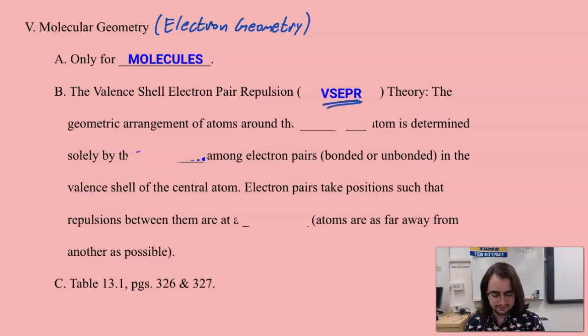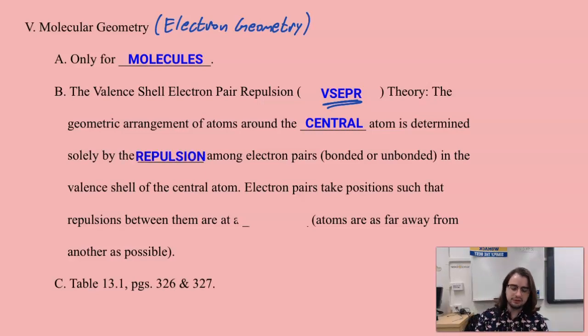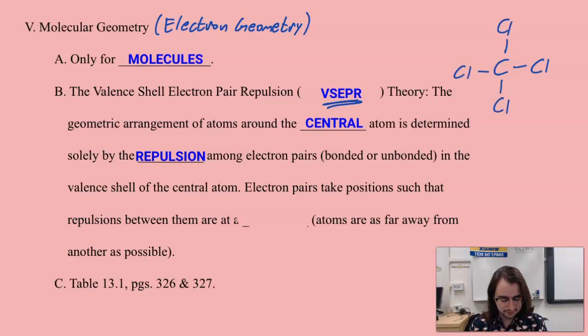VSEPR. Now, VSEPR pretty much just tells us that we have to be able to geometrically arrange atoms around the central atom determined by the repulsion that's happening by electron pairs and by other atoms, right? So in other words, if we were to draw just a shape of something on a piece of paper, say for example, like we had drawn carbon tetrachloride before, it's not really going to be shaped that way in real life. That's what VSEPR says.